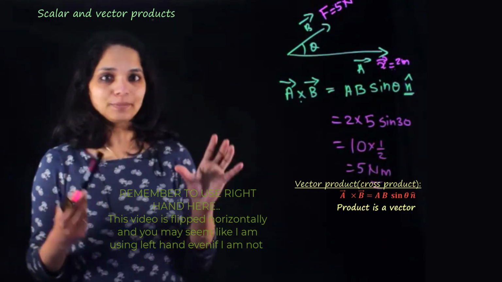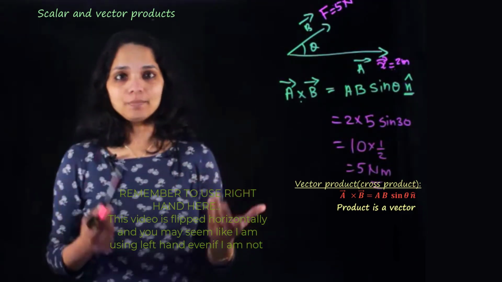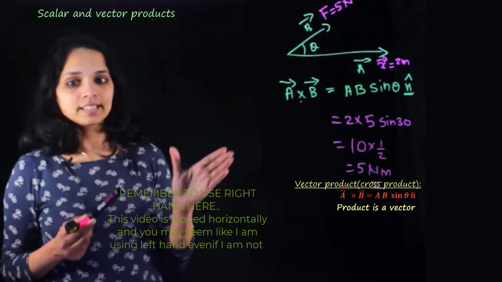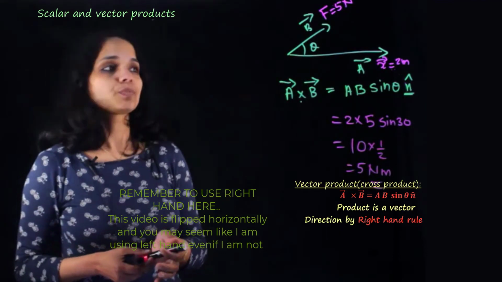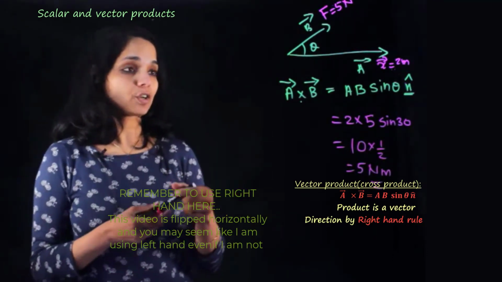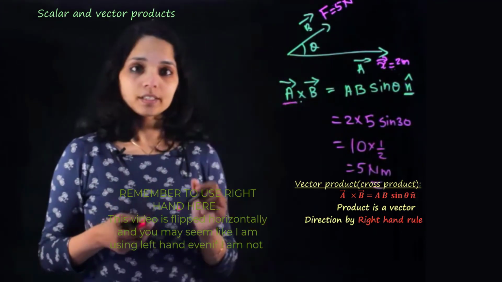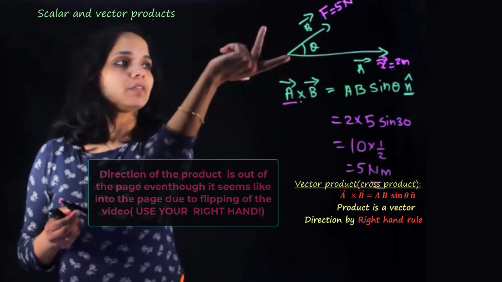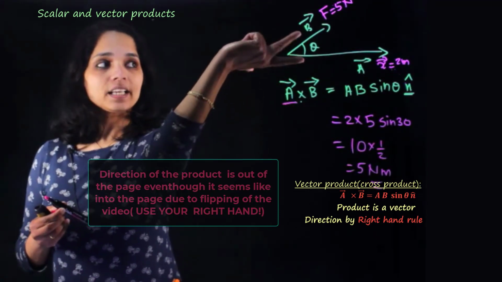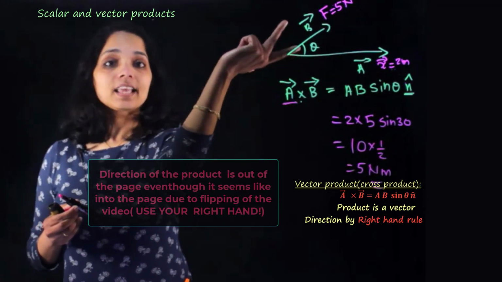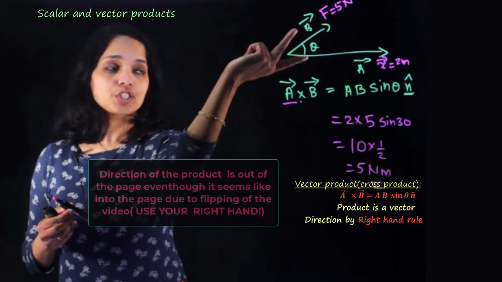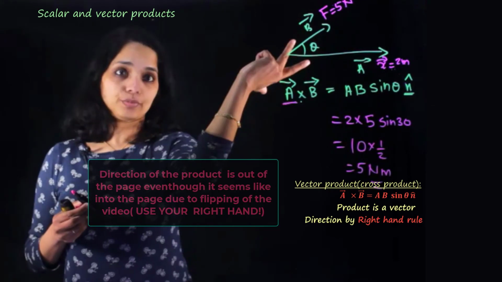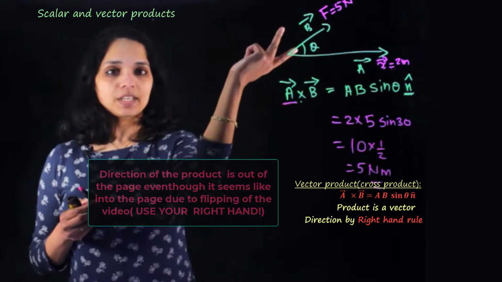Okay, it could be a little bit confusing when you see me from the other side, but you should use your right hand and place your right hand with your index finger along the direction of the first vector. Place your index finger in the direction of the first vector and place the middle finger in the direction of the second vector, and the thumb will show you the direction of the vector. So in this case, it's pointing out of the page.